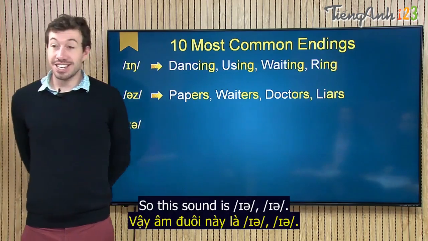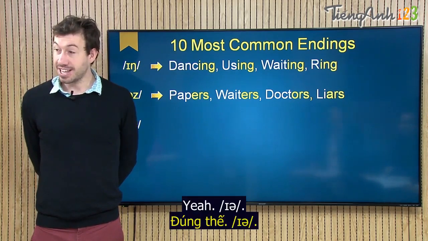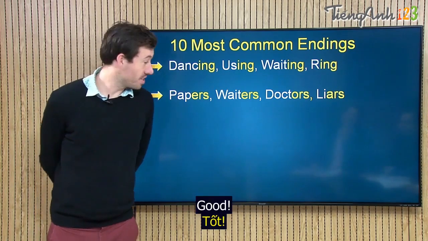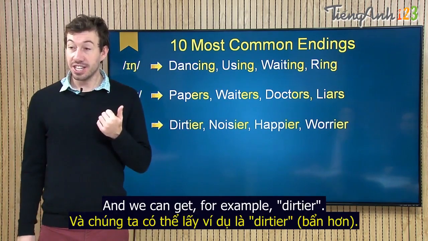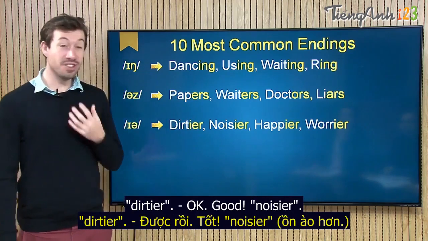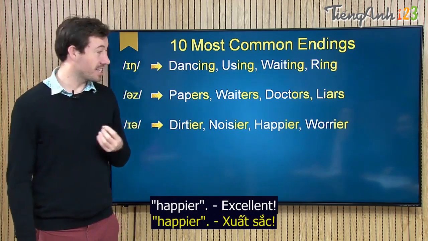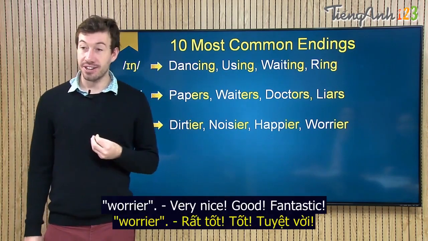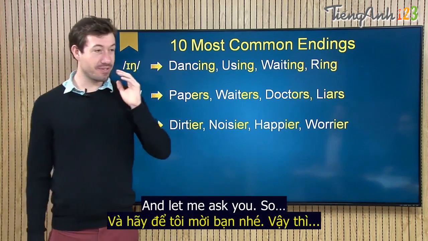All right. So let's go on and have a look at the next sound. So this sound is ear. Ear. Yeah. Good. And we can get, for example, dirtier. All together, dirtier. Okay, good. Noisier. Happier. Excellent. And worrier. Very nice.